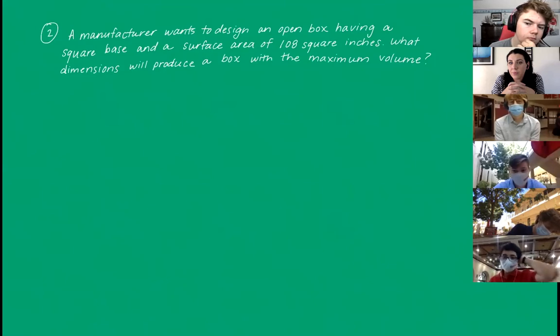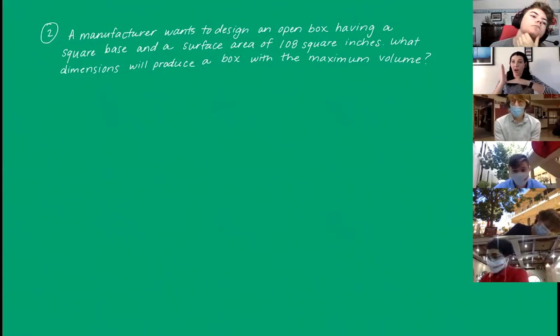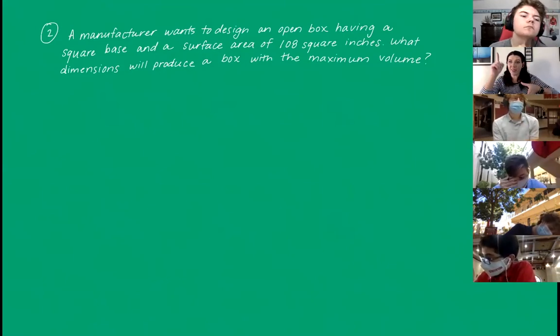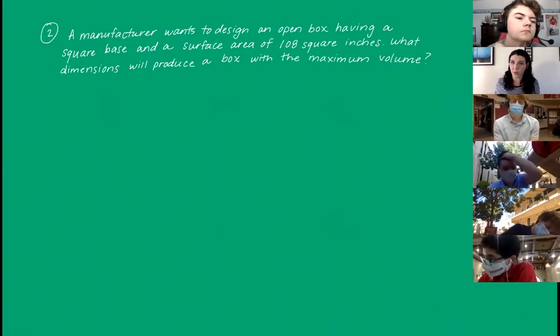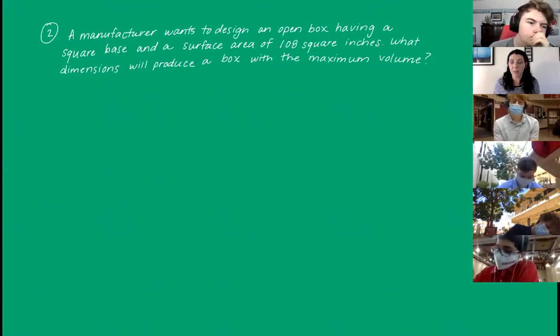Well, you'd have a different primary equation. I'm specifically clarifying that the dimensions of the base are square, right? So I have a square base. But the height of this is not necessarily the same as that base. So that's an important thing to identify, okay? What dimensions will produce a box with the maximum volume?